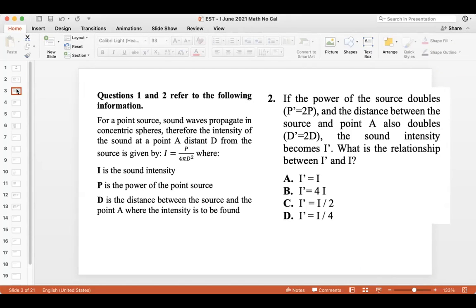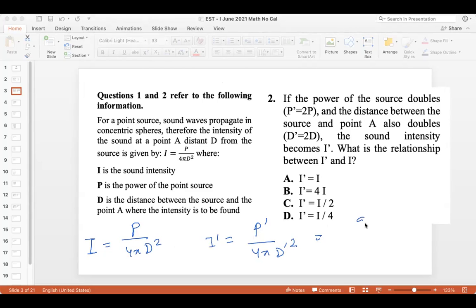Question 2, if the power of the source doubles, P dash is 2P, and the distance between the source and point A also doubles, D dash is 2D, the sound intensity becomes I dash. What is the relationship between I and I dash? So I is P divided by 4 pi D squared, and I dash is P dash divided by 4 pi D dash squared.